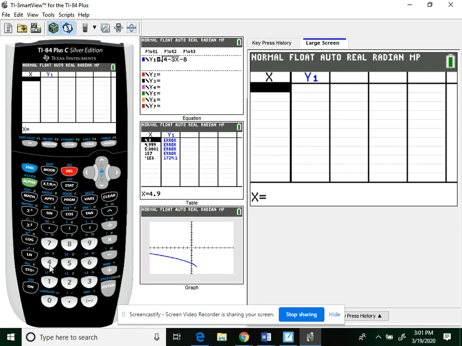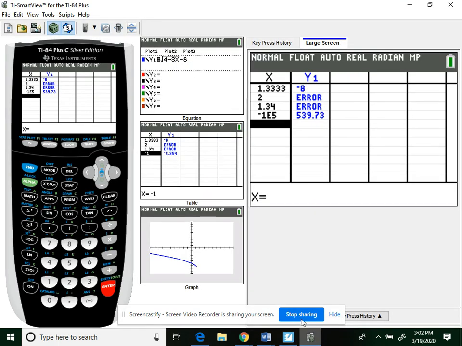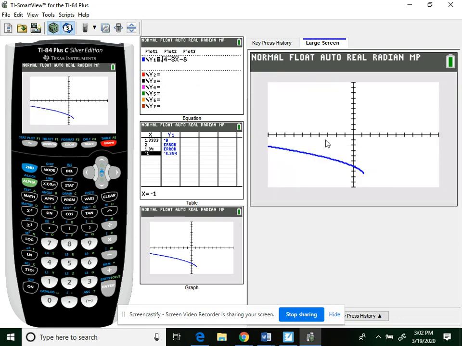what just happened? Oh, my calculator is a little slow. 4 thirds, I get an answer. If I plug in 2, I don't get an answer. So 4 thirds is 1.3. If I do 1.34, error. But if I plug in any negative number, it's going to work, right? So we were correct about what this thing looked like. It looks like this. So my domain is negative infinity to 4 thirds.